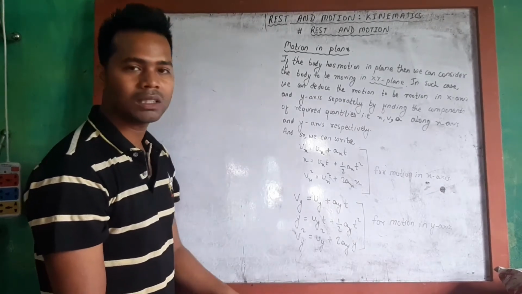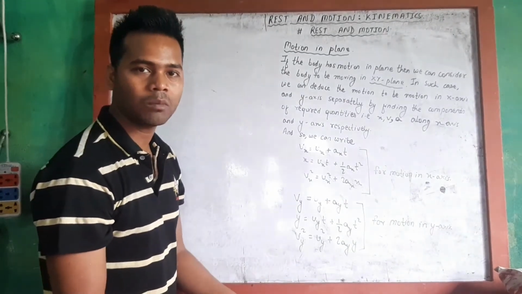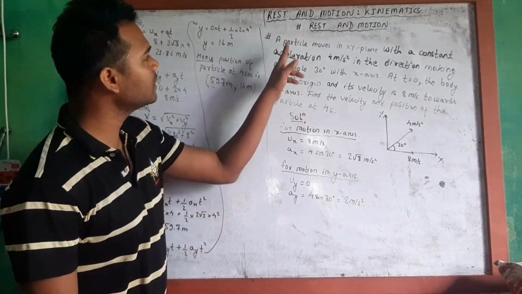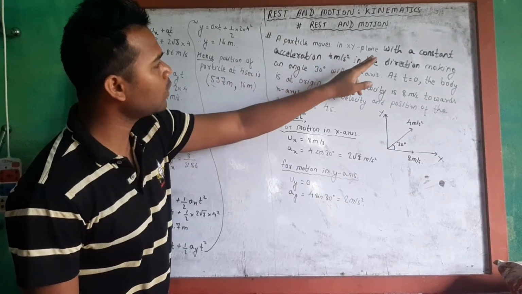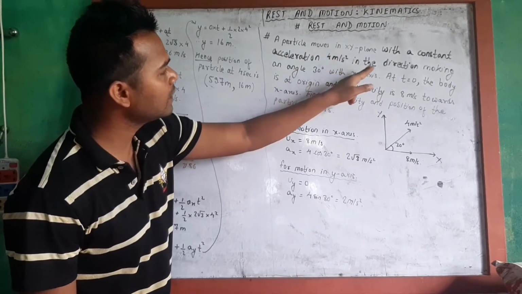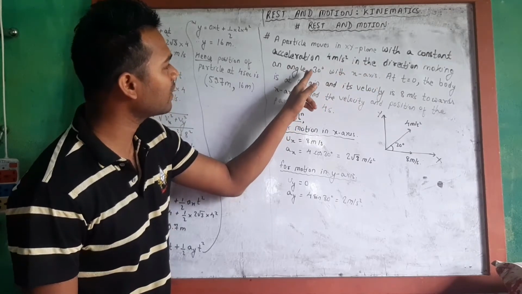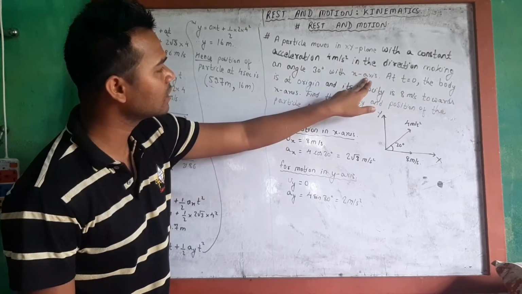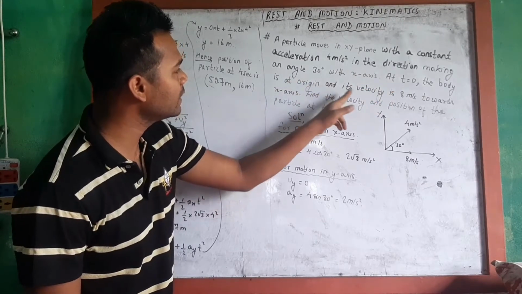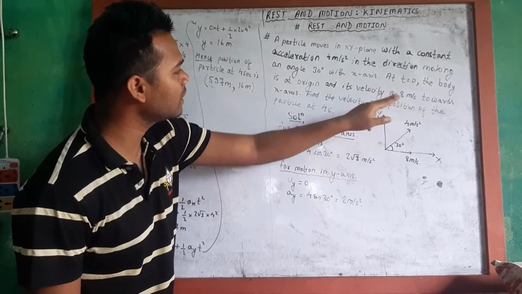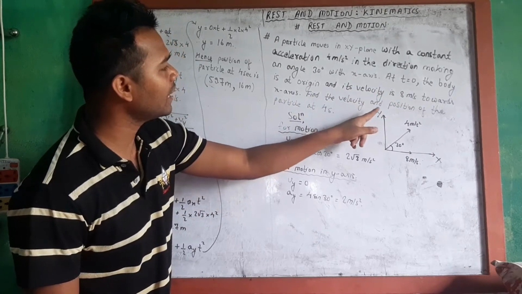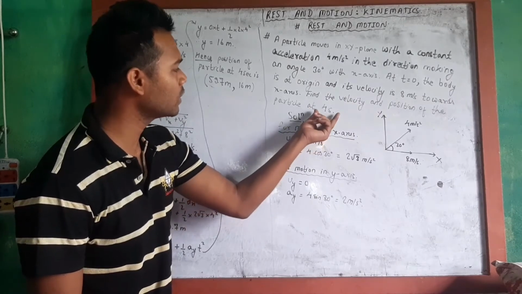To understand these concepts, let's take one example to make the concept clear. Here, the example is: a particle moves in the xy plane with a constant acceleration of 4 meters per second square in a direction making an angle of 30 degrees with the x-axis. At t equal to 0, the body is at the origin and its velocity is 8 meters per second towards the x-axis. Find the velocity and the position of the particle at 4 seconds.